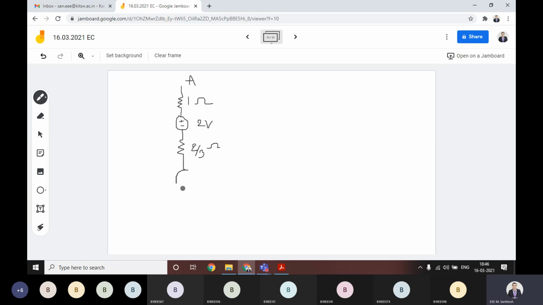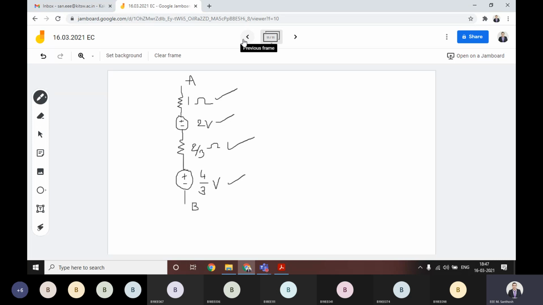And what about the voltage source value? Can anyone tell us? This is the voltage source. What is the value of this voltage source? 2 by 3 times 2. Very good. That is 4 by 3 volts. Then here this 1 ohm is in series with 2 by 3 ohm. This 2 volts is in series with 4 by 3 volts.